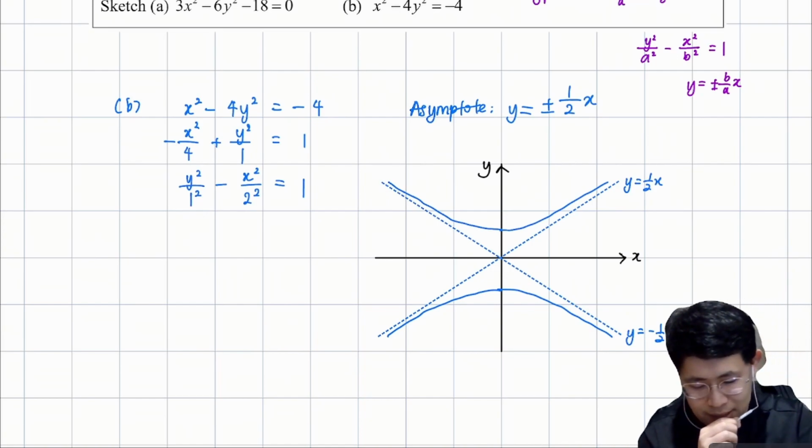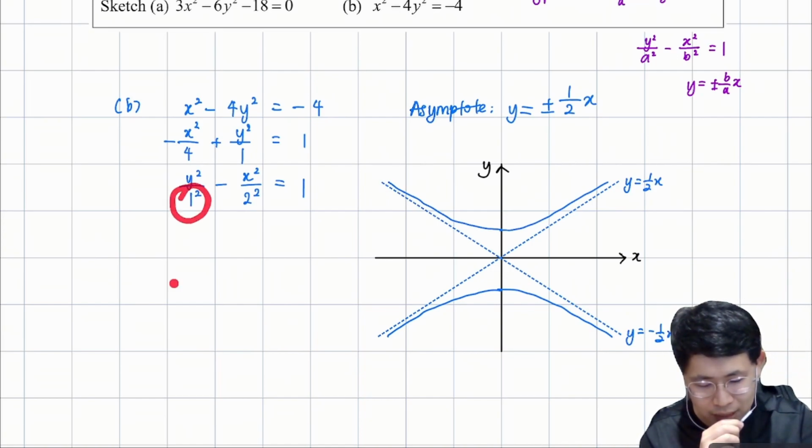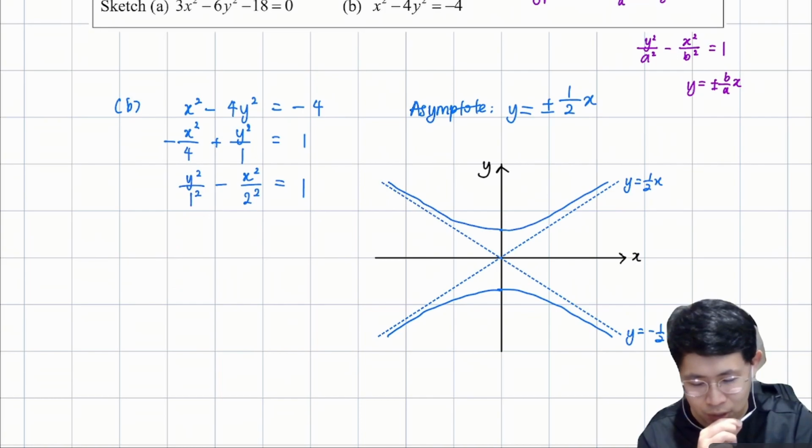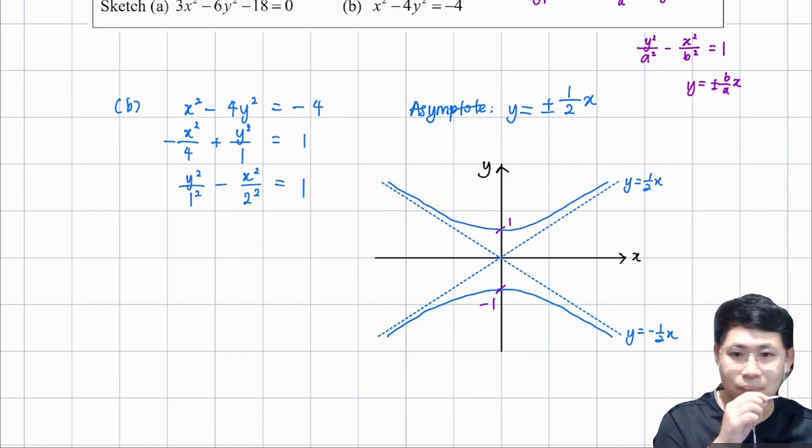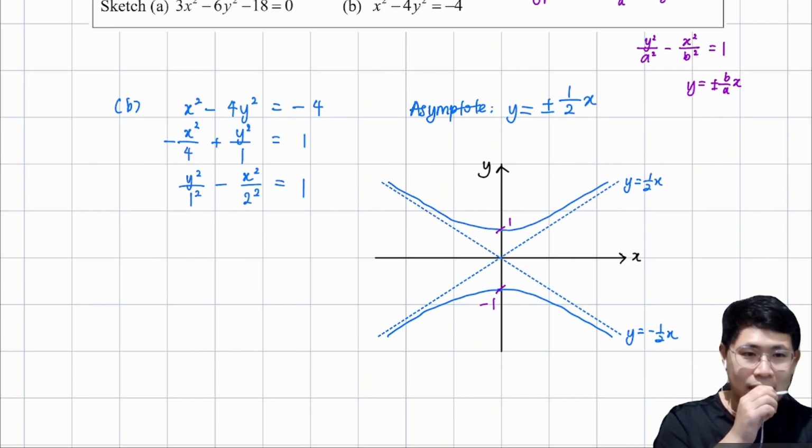So what are the coordinates over there? Because this is on the y-axis, we follow the number below the y square. So this number over here would be a positive 1, and this number over here will be a negative 1. So that means we have a hyperbola, a vertical hyperbola over here.